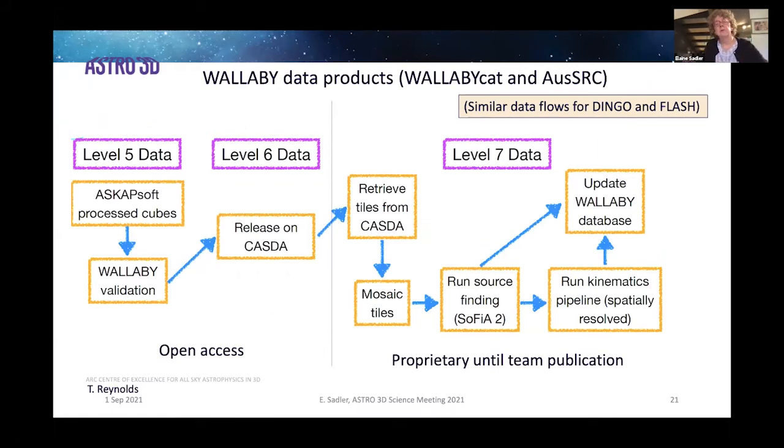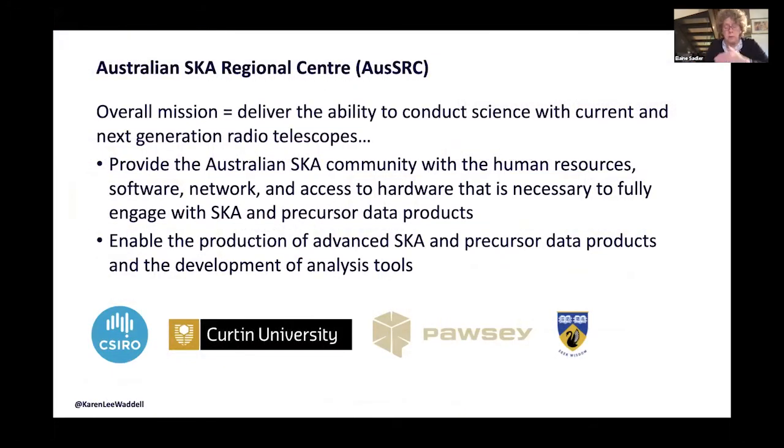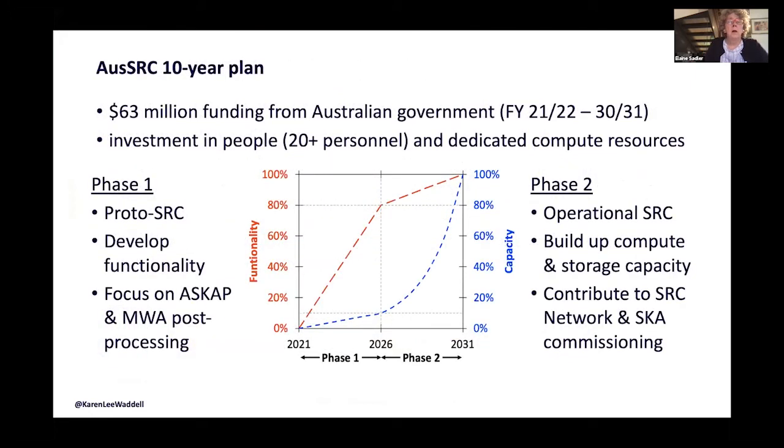Observatory processed data on the left, that gets released into the CASDA database. And then post-processing is really what's needed to get the maximum science value. And that's what will happen now in collaboration with the new regional centre. This is really ramping up expertise to be able to conduct science with SKA and to train people to develop algorithms and so on. Good news is there's $63 million of funding from the government to actually set this up and have it operate from next year right up to the time when SKA becomes operational.